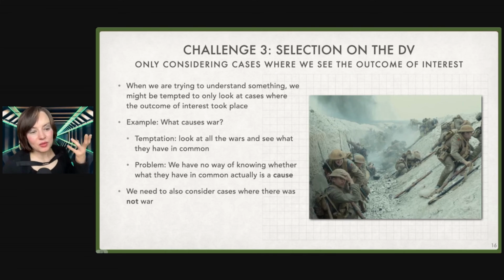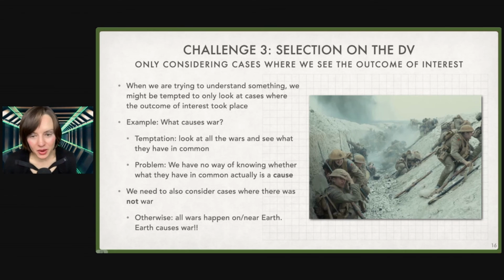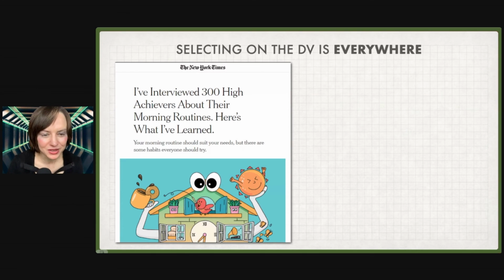So, in principle, what we need to do ideally to better understand causality is consider cases where there was not war. If I think disagreement over natural resources causes war, okay, but there are also many examples in the world where countries disagreed over natural resources and they did not have wars. So we would need to understand both those scenarios and the ones where war took place. So we end up with stories like, well, one cause of wars is being on Earth because all wars that we know of are on Earth. Earth causes war. When in fact, if we looked at cases where there wasn't a war, we would say, well, that's also on Earth.